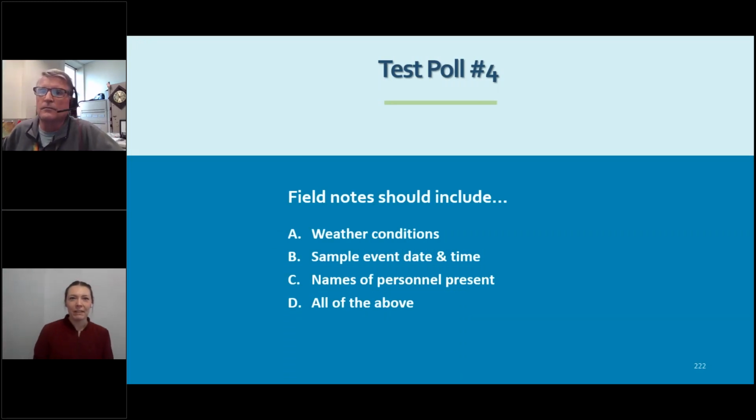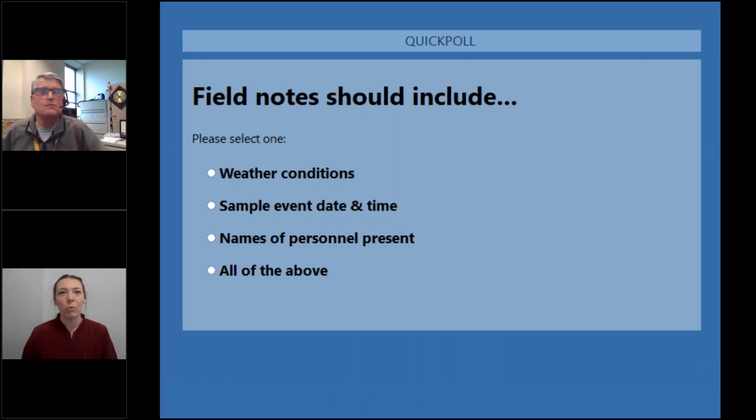Hello, it's time for our fourth and final poll question for this training. Poll question number 4 will launch. Make sure you answer the question in the window. Field notes should include A, weather conditions, B, sample event date and time, C, names of personnel present, or D, all of the above. The poll window should be up. Make sure you answer the question. If you're seeking CECs for today's training, we will give you about a minute.